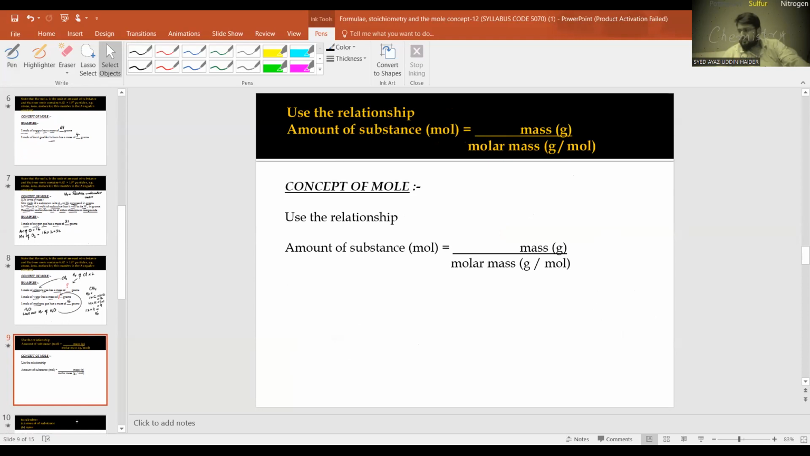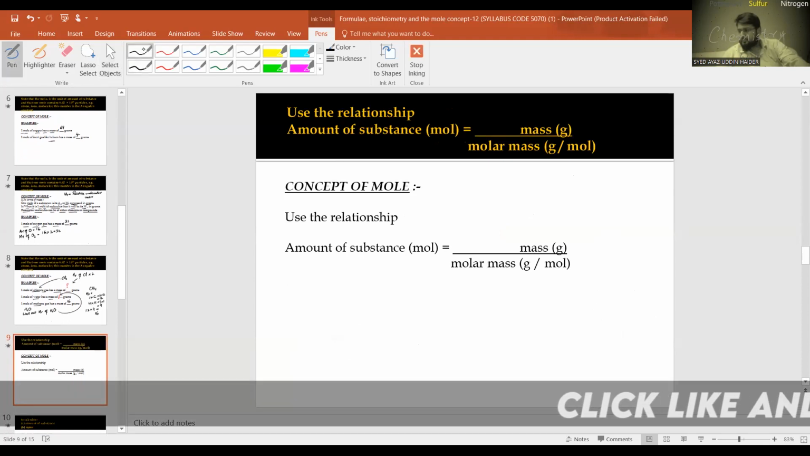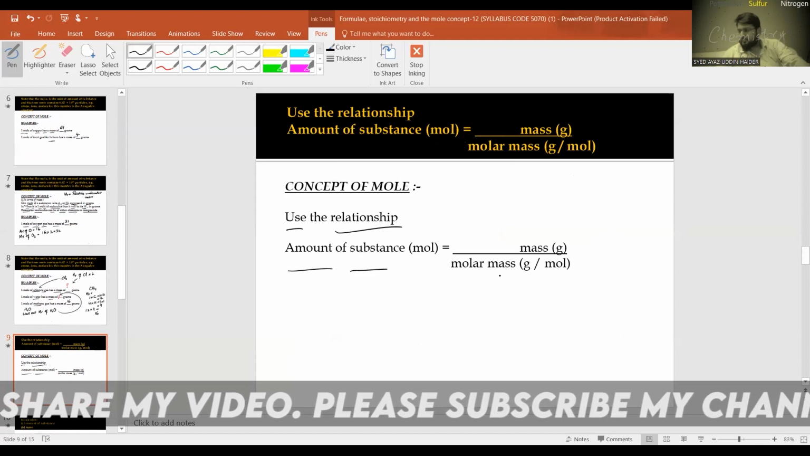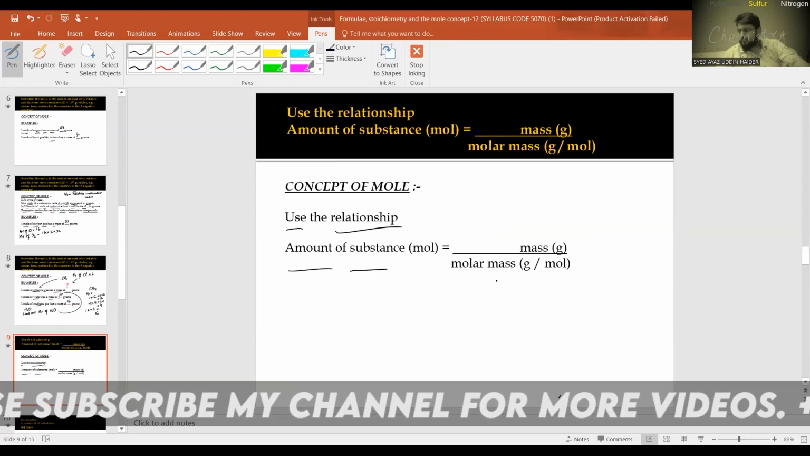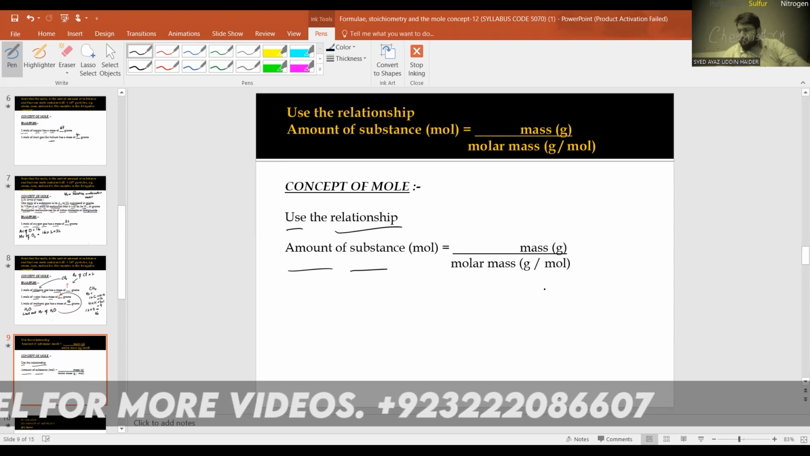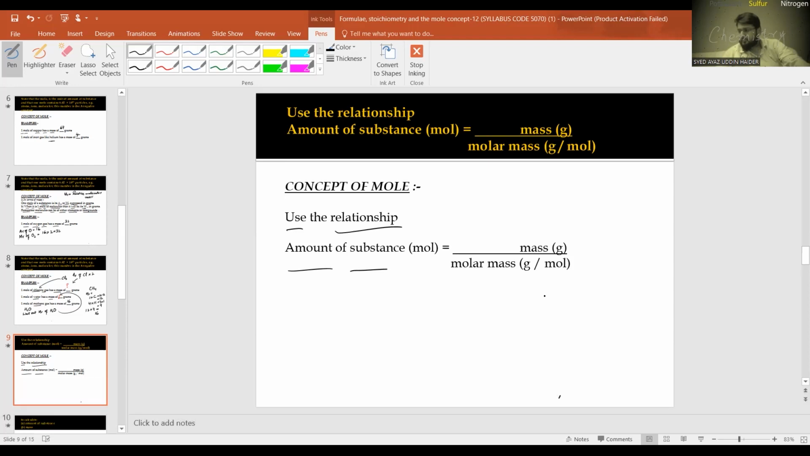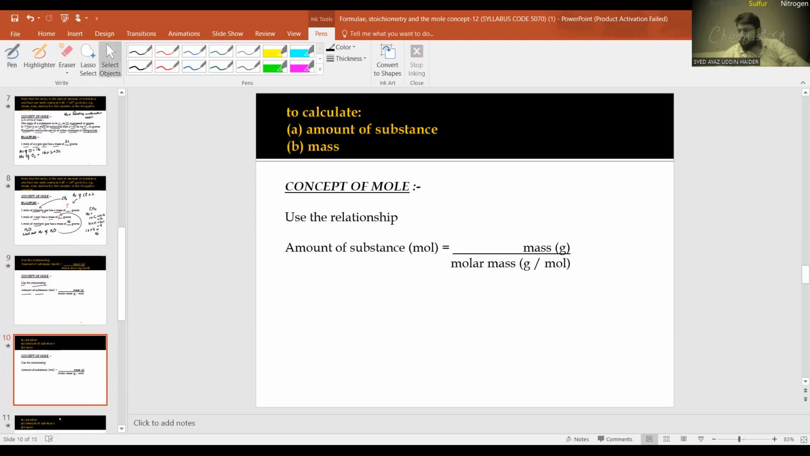Now this time you have to use this relationship. Amount of substance in moles: you have to divide the mass by the molar mass. In order to get the moles, you have to divide the mass by the molar mass of that molecule. In case of an atom, you have atomic mass.